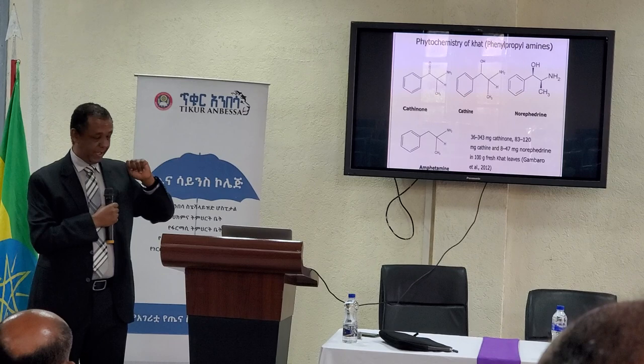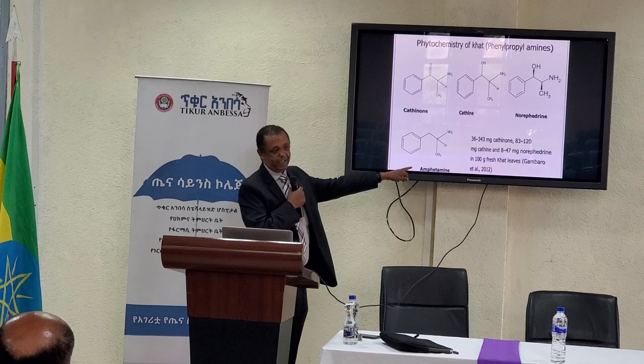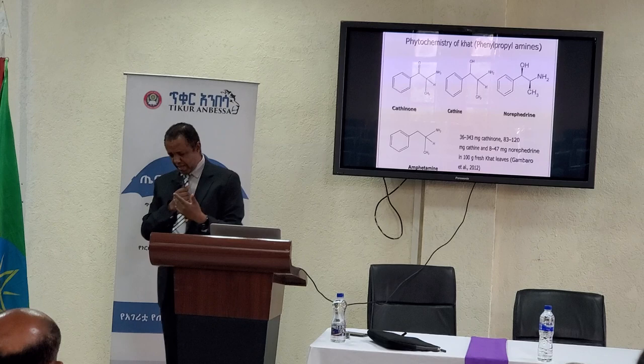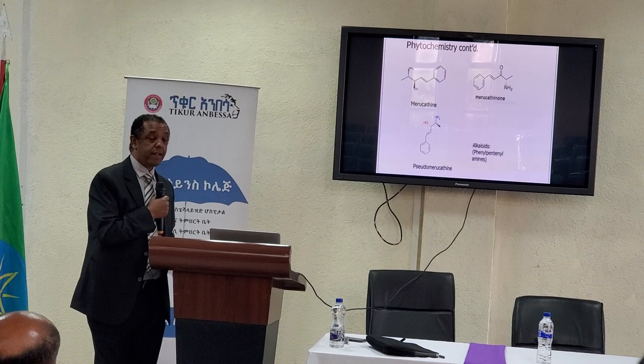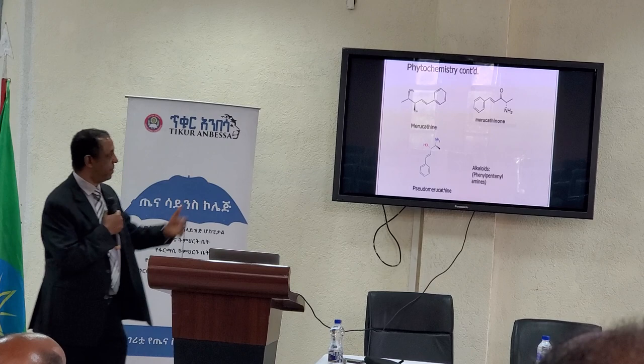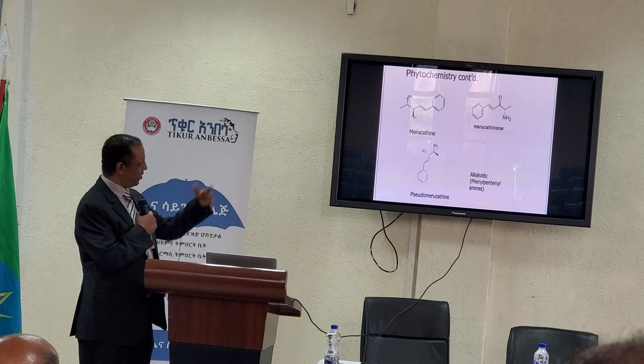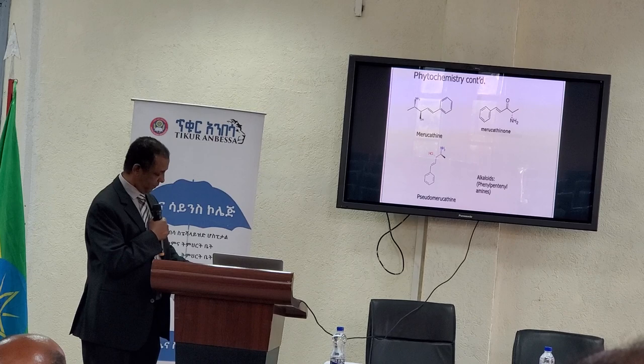So this is the structure of amphetamine, and cathine has a similar structure to amphetamine. That's why cathine is called natural amphetamine. So other alkaloids are the phenylpentenylamine alkaloids, so merucathine, merucathinone, and pseudomerucathine. So these were overshadowed by cathine and cathinone.